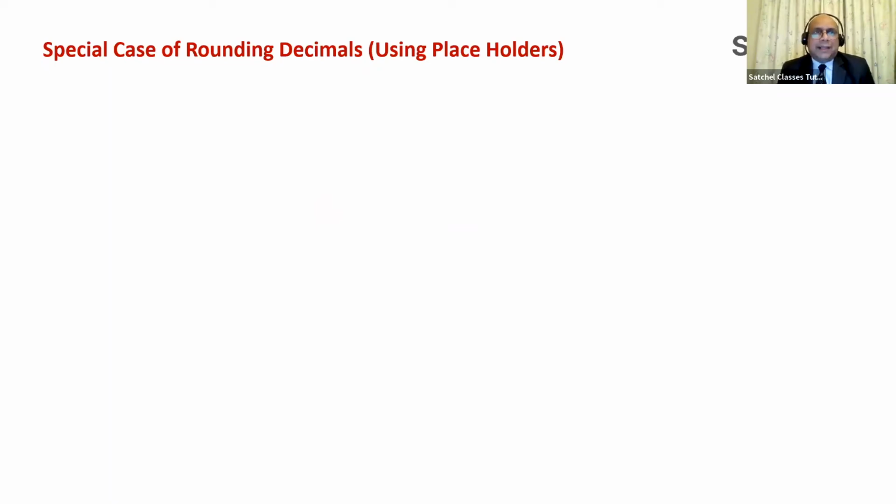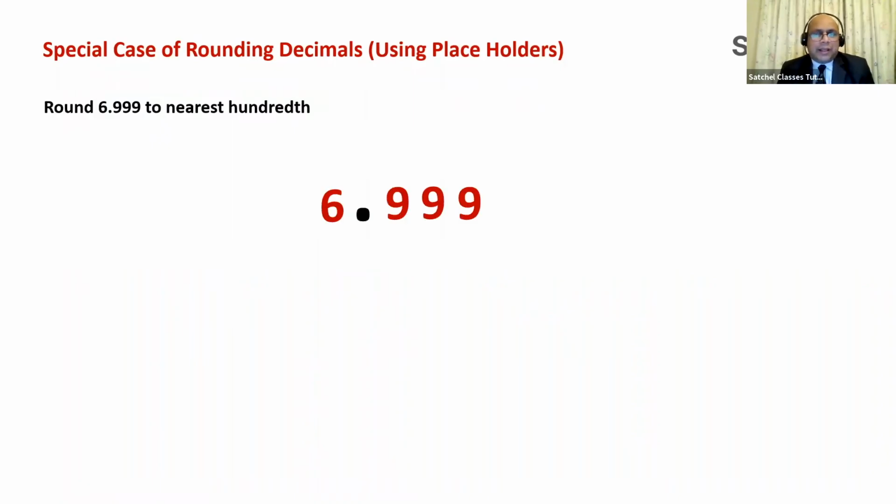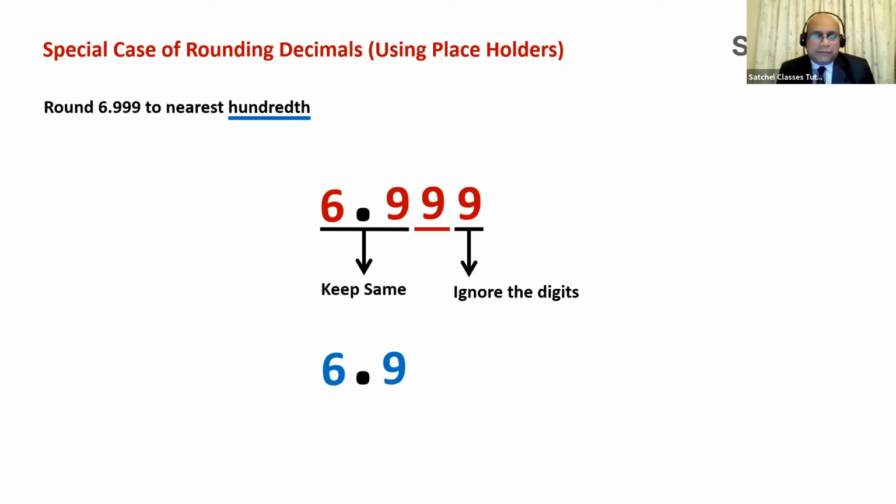And finally, let's look at this special case where the underlined digit is a 9. So 6.999 rounded to the nearest hundredth. Let's write the number as it is. The hundredth digit is the second decimal place, which is the middle 9. Out of the three 9s, the one in the middle is the hundredth digit. Let's follow the rules. The digits preceding 9, which is 6.9, will go as it is in the final answer. We ignore the last 9, because we ignore anything that follows the underlined digit.